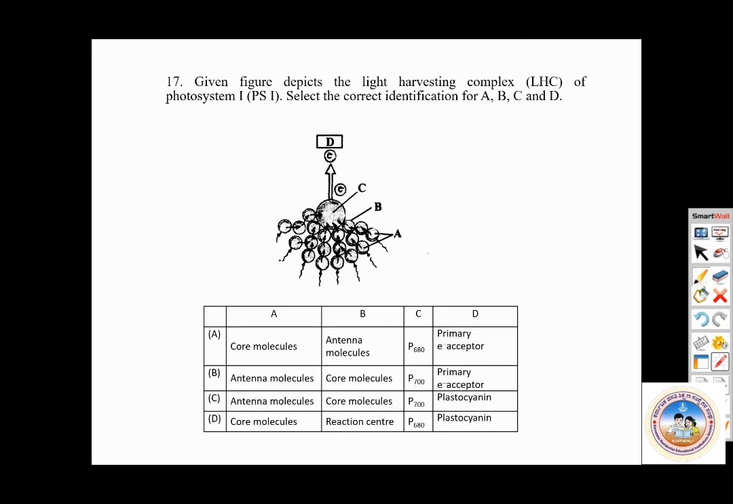Given the figure, find out what is A, B, C and D. I'll give you half a minute. Do it by yourself. Okay. The 17th one. What is A? Now children, I usually told you these small pigments. These are nothing but your antenna molecules. B is usually the core molecules. Am I clear to you? Now C is your reaction center, that is your P700. And D is your primary acceptor. So usually it is your A. Am I clear to you?